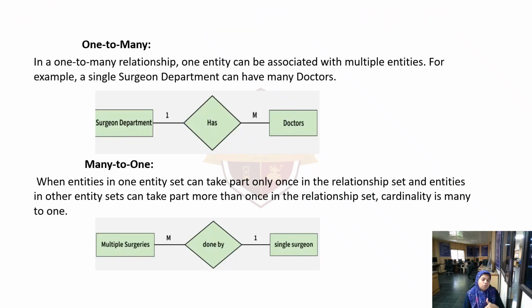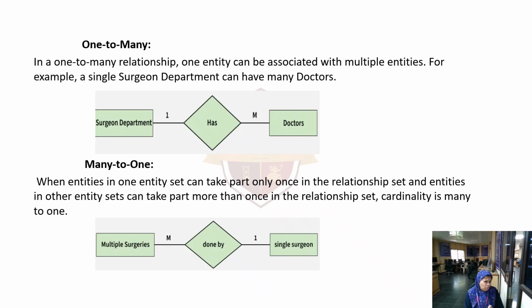So next is one to many. In a one to many relationship, for example, a surgeon department in a medical department can have many doctors. The surgeon department is connected to many doctors. So that's one to many.